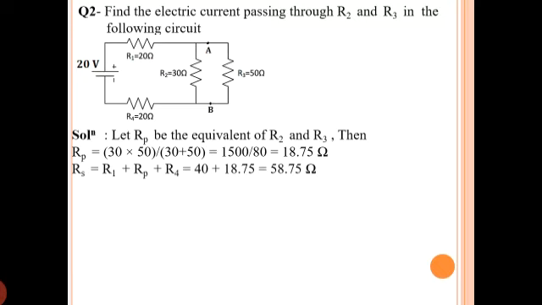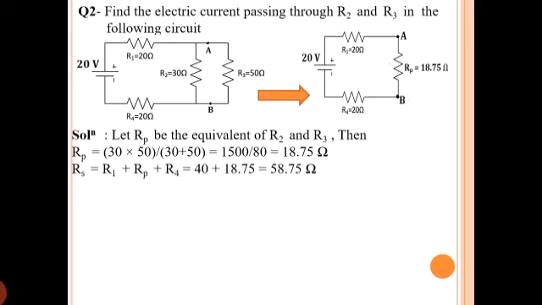Okay, so overall the total resistance will be how much? Now this RP, you can see in the circuit. Once we have solved it, in place of R2 and R3 we have placed one resistor of value 18.75, that is nothing but RP. So RP is the combination, or equivalent resistance, of R2 and R3.